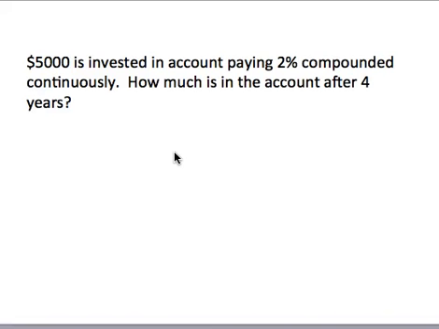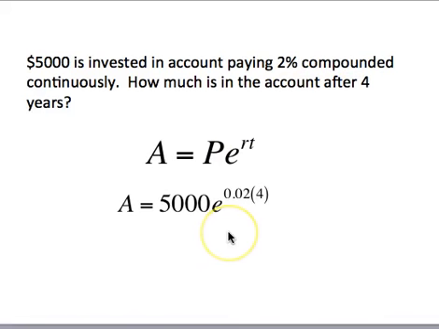$5,000 is invested in an account paying 2%, compounded continuously. How much is in the account after 4 years? So we have A equals Pe to the rt. P is our initial investment, P is 5,000. 2% continuously, that's 2% per year continuously, that's the r. r will be 0.02. After 4 years, t will be 4. So 5,000 e to the 0.02 times 4.